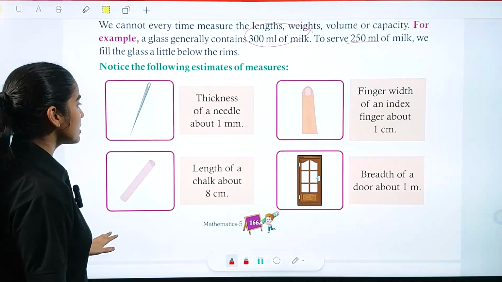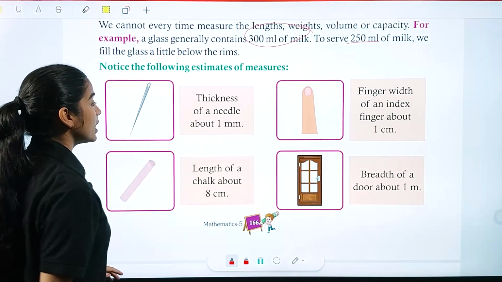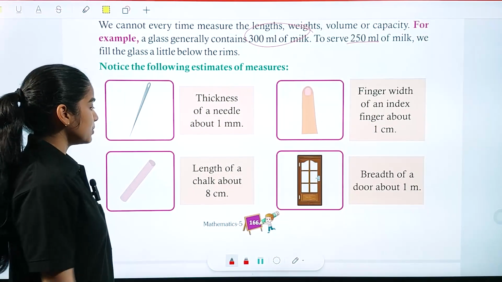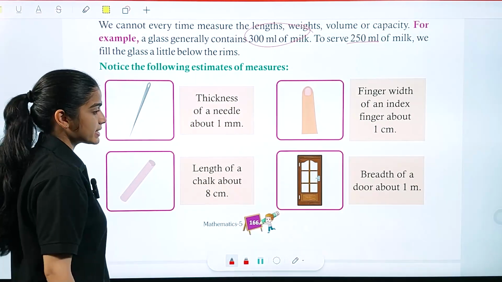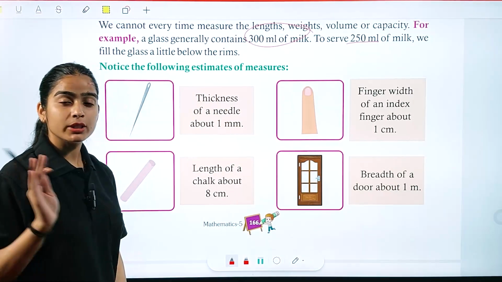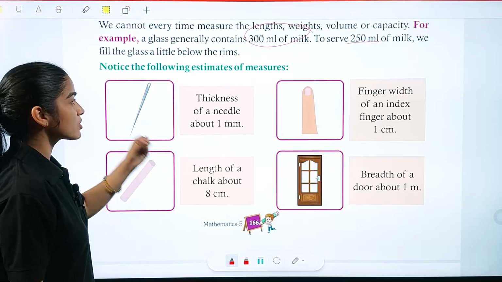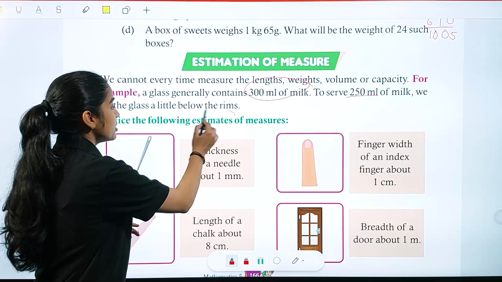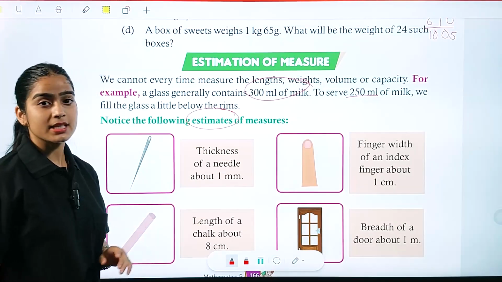यहाँ पर और examples दिए हुए. Thickness of a needle about 1 mm. Finger width of an index finger is about 1 centimeter. Length of a chalk about 8 centimeter. Breadth of a door about 1 meter. तो यहाँ पर हमने इसे calculate नहीं करा है scale के through, हमने यहाँ पर just एक random guess लिया है which is your estimates. This random guess means estimation.